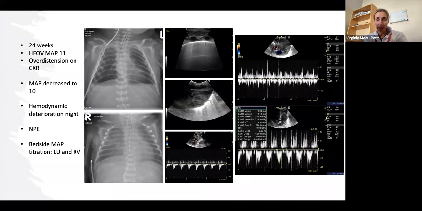And I finish by illustrating this with a clinical case we had in the unit. It was a 24 weeker on day 3. He was on HFO MAP 11 for severe RDS. He was found to have a significant over-distension on the chest X-ray. So during the day, the MAP was decreased to 10. And during the night, he had a hemodynamic deterioration. I checked the lungs and they had a thin pleural line, some B lines, but absolutely normal A lines.